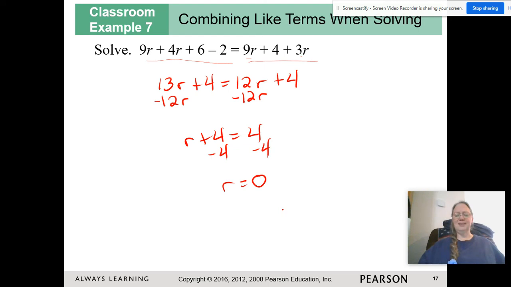A lot of students think 0 is not an acceptable answer. It actually is. 0 is a number. It's perfectly fine as an answer.